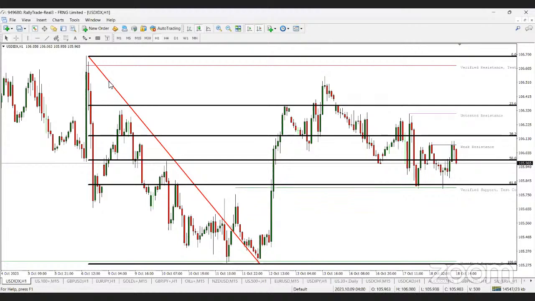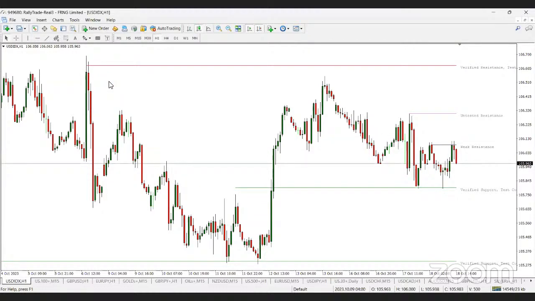I'm going to draw it again so that we see. Now, I want to draw Fibonacci.